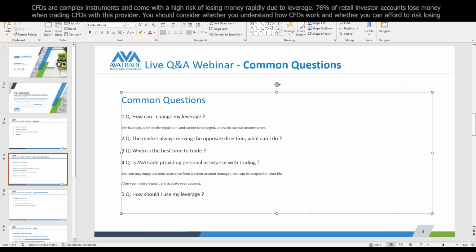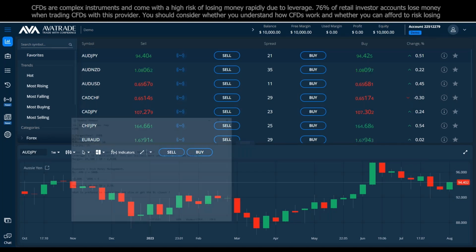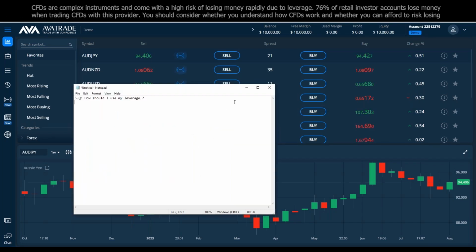Okay, now, this takes time, that takes time. How should I use my leverage? Maybe we can work with that. Sure, let's work with that and see how everything is going on. So how should I use my leverage?